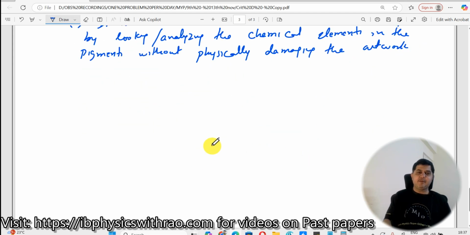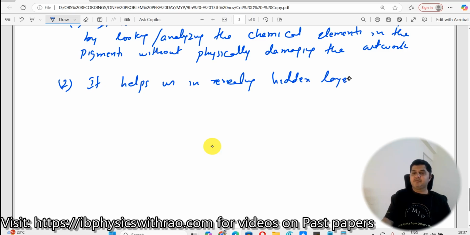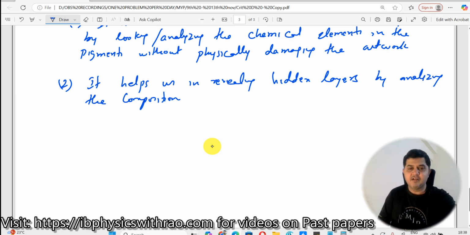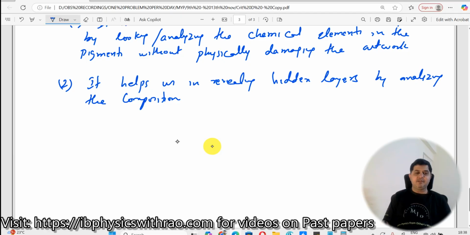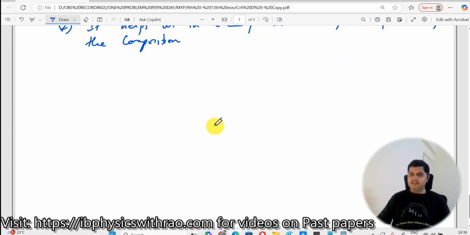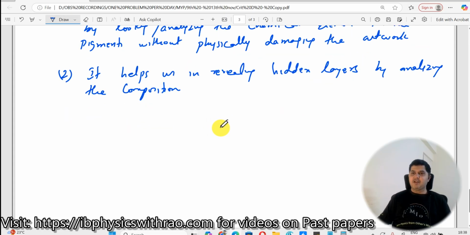And the second one, from this interesting point of view, let's say it helps us in revealing hidden layers by analyzing composition, and this is what helps you. 2 marks, right? 2 marks. So with this, I think we have come to an end of the criterion D problem.